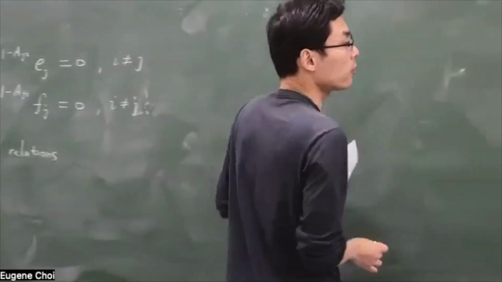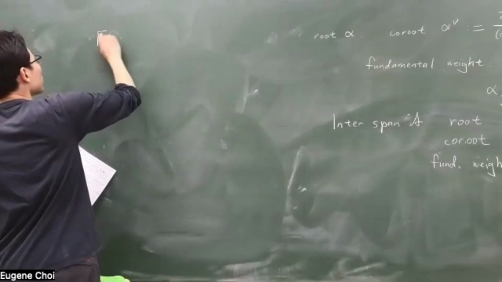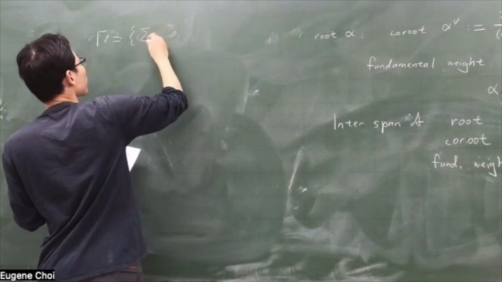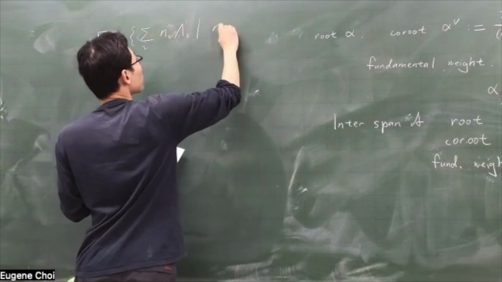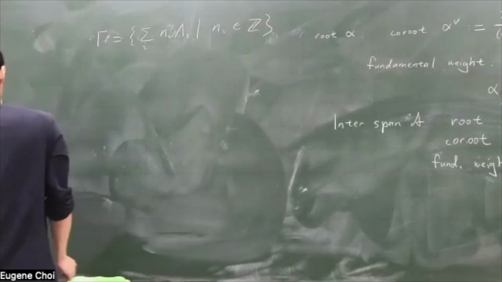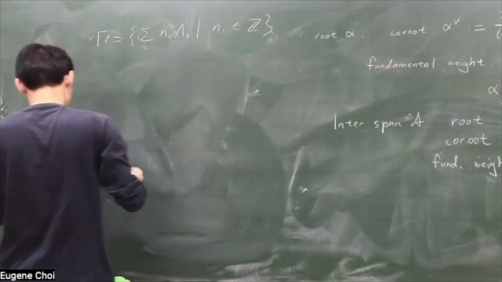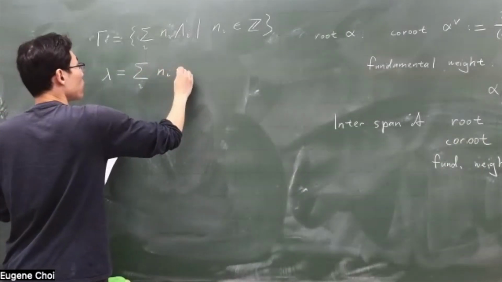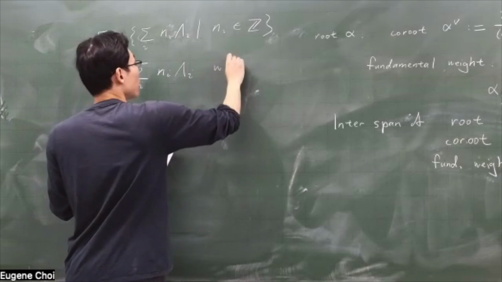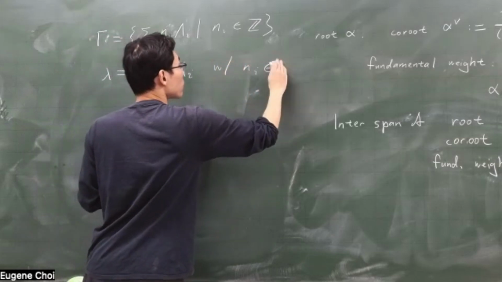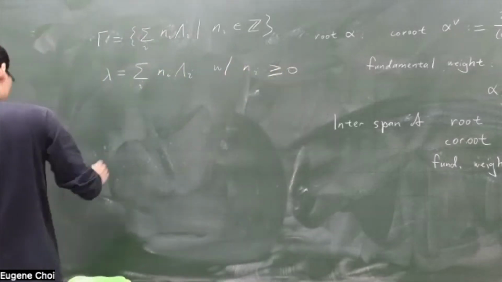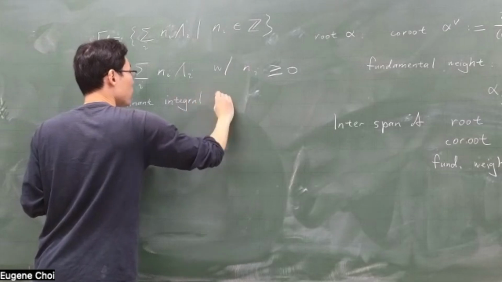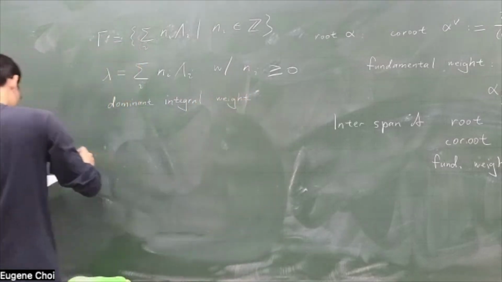So recall, we still have it here. We have the weight lattice, which is given by the n_i. Maybe I should write. I shouldn't be lazy. So this is the weight lattice, where these are the fundamental weights, and I can define lambda as the sum of n_i lambda_i with n_i being non-negative. Okay, I just wrote in the weight lattice. This is called a dominant integral weight.